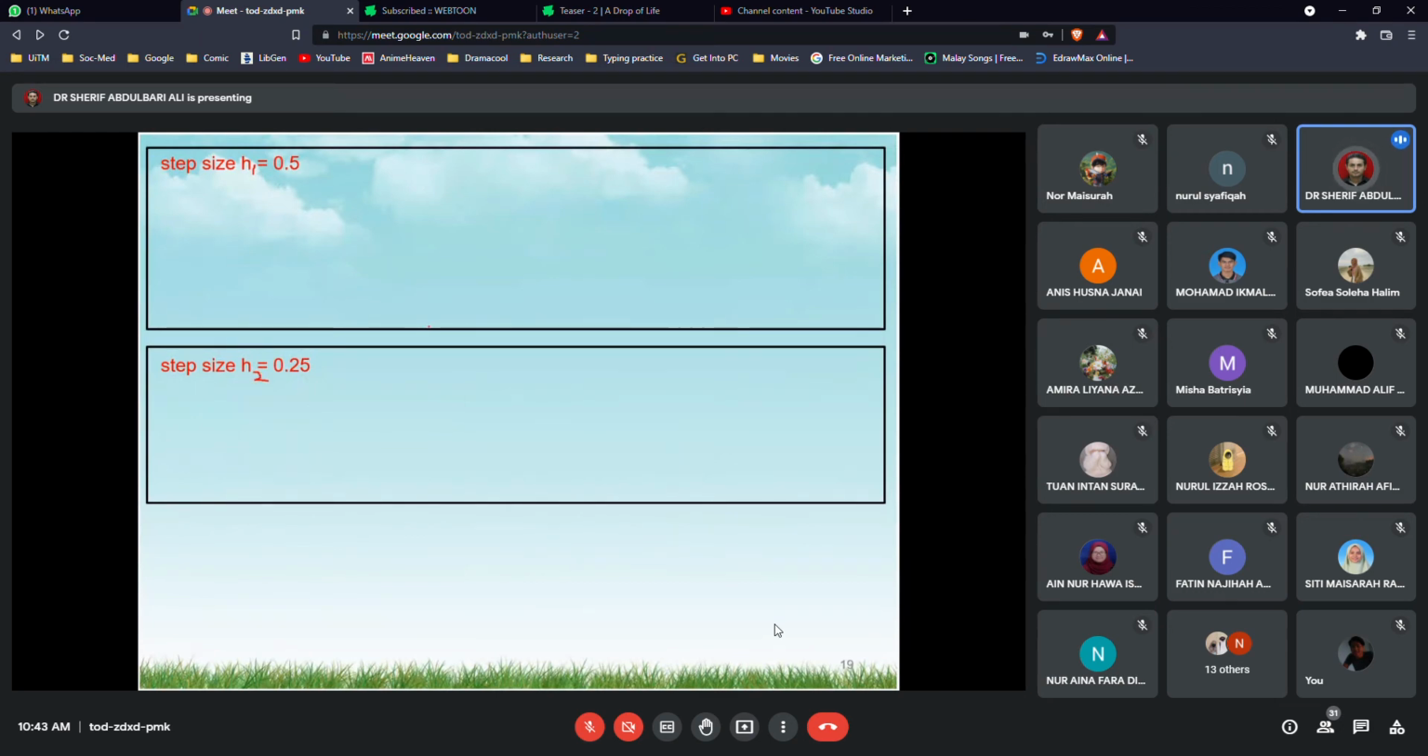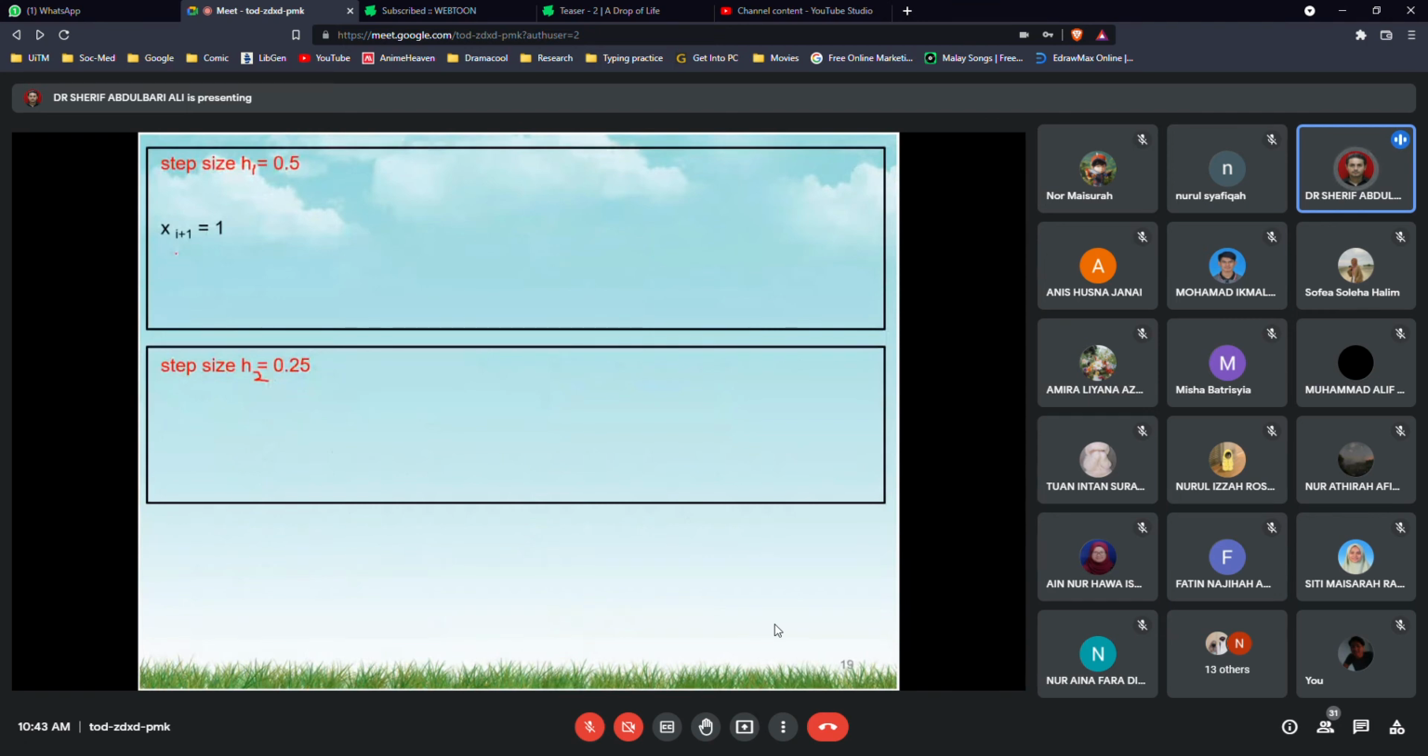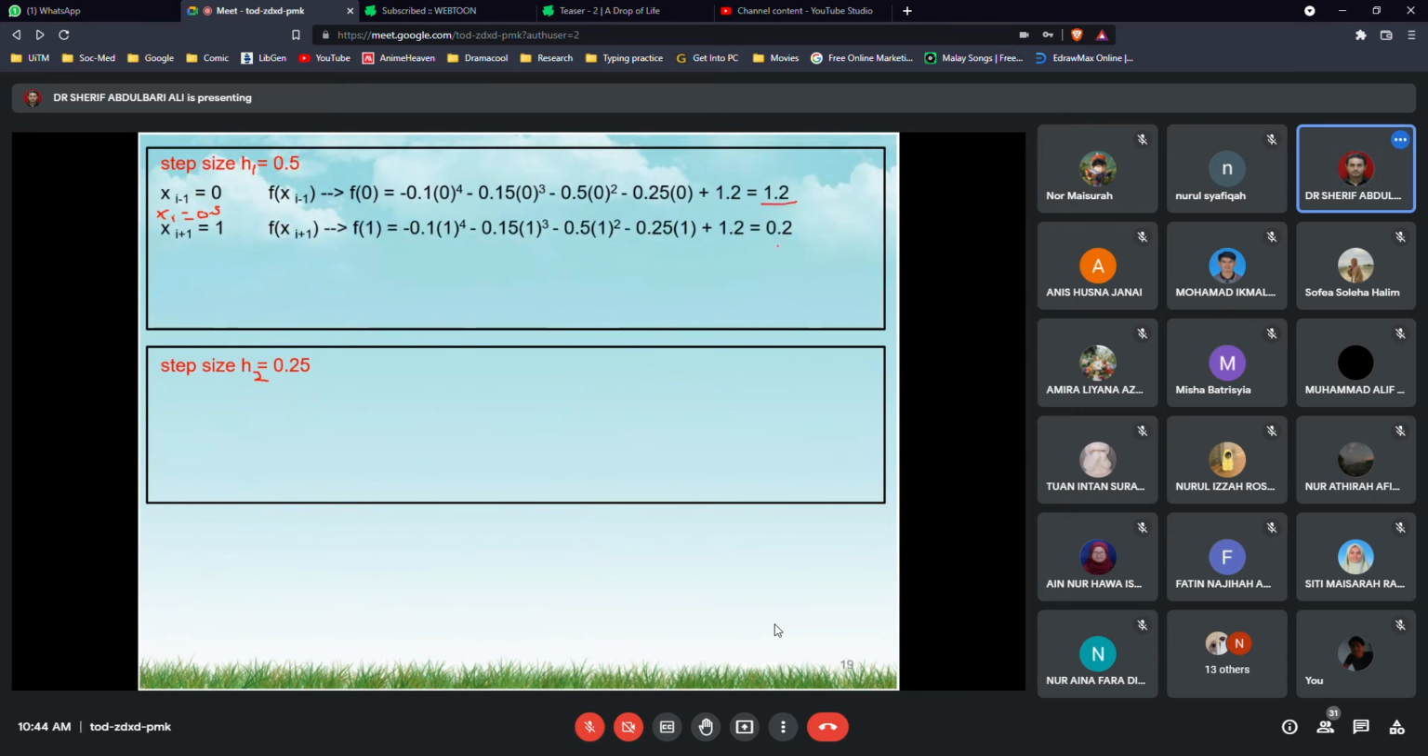Remember that we are using this equation here, with xi plus 1 and xi minus 1. So xi plus 1 is equal to 1, and xi minus 1 is equal to 0. Why? Because remember, our initial value of xi is 0.5 and my step size is 0.5. So if I go forward, it's equal to 1. If I go backward, it's equal to 0. Now I need to find the value of the function. When x is equal to 0, the function is equal to 1.2. When x is equal to 1, it's 0.2. Then I'm going to use the equation: 0.2 minus 1.2 over 2 times the step size. So it's negative 1.